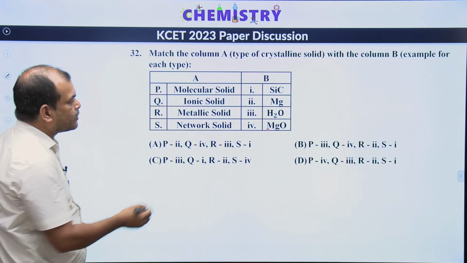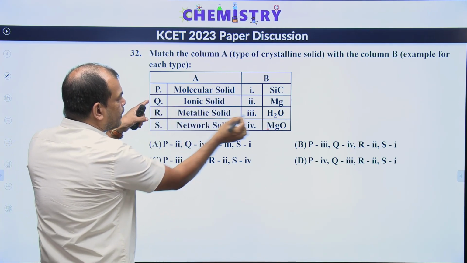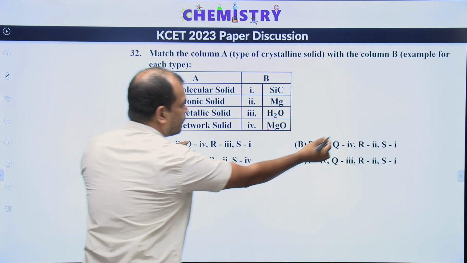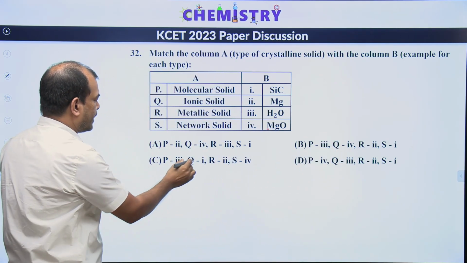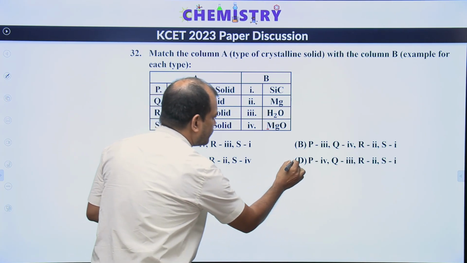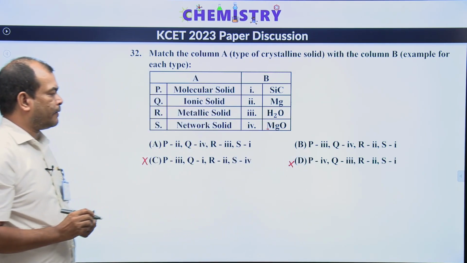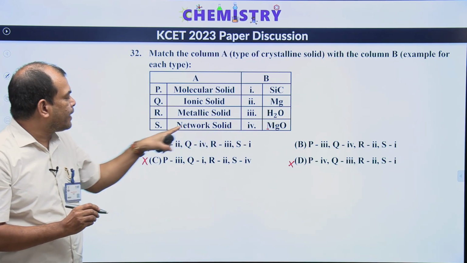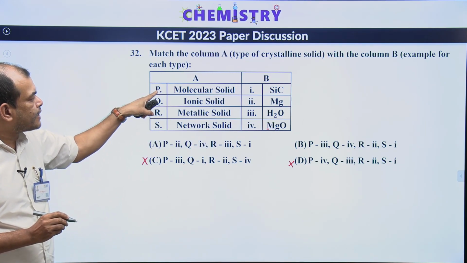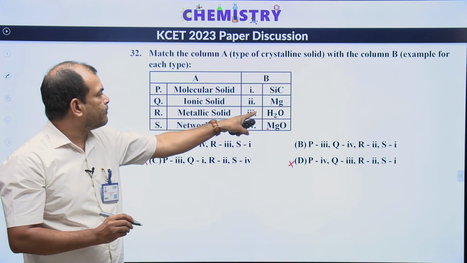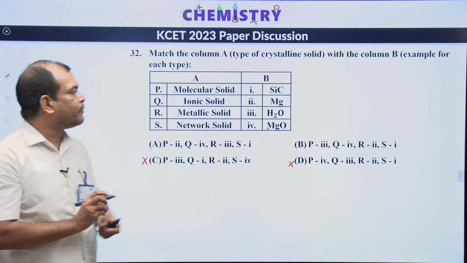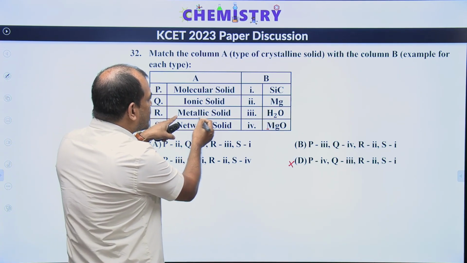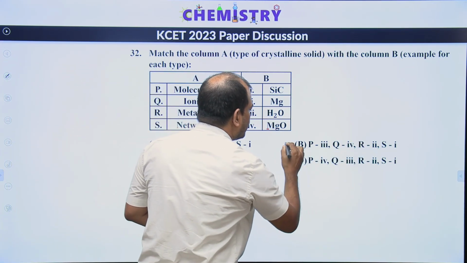Now let's see how the elimination works. For ionic solid, Q, we already found magnesium oxide. Therefore Q should match with 4, 4, 3, that one, so you discard this one. Now you need to check A and B. Q is already the same, then it will be P and P. Here the option has magnesium, and we already discussed that magnesium can't be a molecular solid; it should be a metallic solid. Metallic solid R is matching with 2, therefore that will be the correct answer.